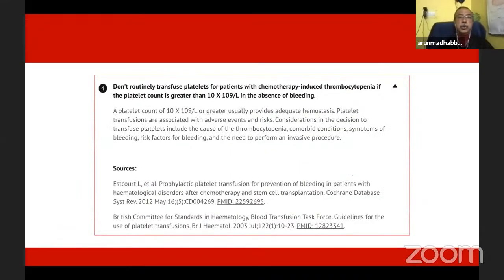So do not routinely transfuse even platelets for patients with chemotherapy induced thrombocytopenia if platelet count is greater than 10 into 10 to the power 9 per liter in absence of bleeding. So we never know. The numbers may not really signify the bleeding tendency. We have to be on guard, but it doesn't mean if the numbers are going down, we need to transfuse them immediately.